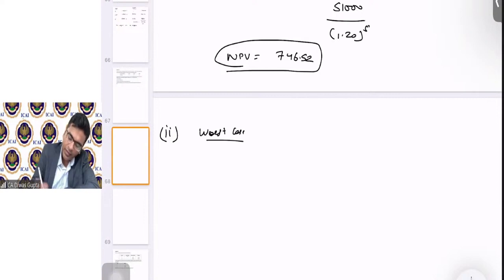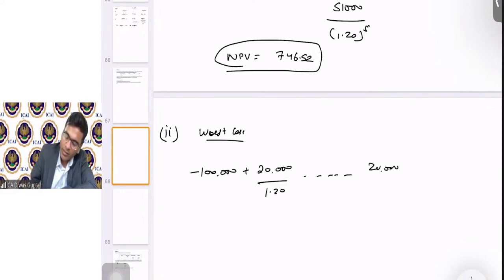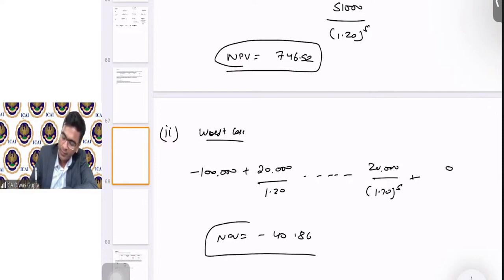Worst case will be the cash outflow remains same, minus 1 lakh plus 20,000 divided by 1.2. Simply 20,000 divided by 1.20 raised to the power 5 plus 0, because the salvage value is 0. Okay, students. So the NPV here becomes minus 40,186. Sorry, it's 187.